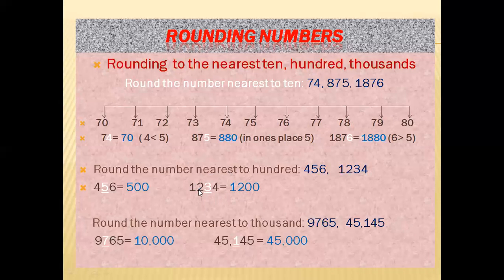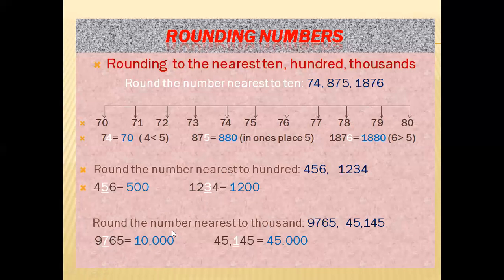Here, see which digit is there, that only. Round the number nearest to 1000 means you have to see the 100 place digit. Here, see, in the 100 place 7 is there. If it is greater than or equal to 5, that will become the next number.